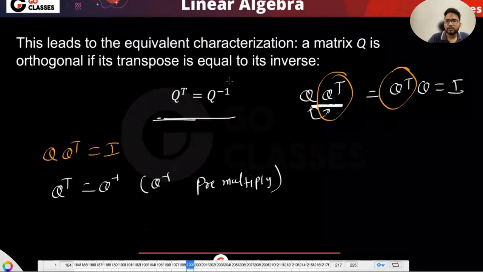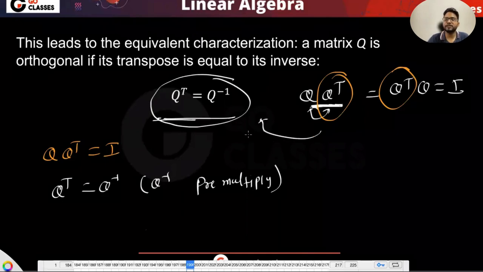Okay. So for orthogonal matrices, this holds, and by consequence this also holds, which means orthogonal matrices are basically very, very nice matrices. And for those matrices, the inverse is very easy. You just take the transpose of that. Now, do you know that symmetric matrices have eigenvectors that are linearly independent and in fact orthogonal?